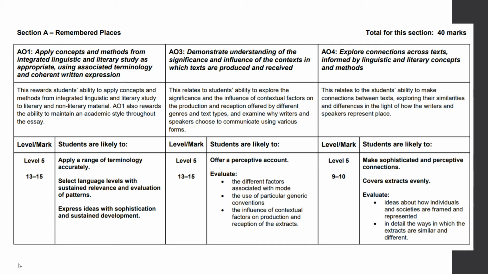And this is the grading criteria for that question, and you can see that AO1, the first, is asking you to use the correct, accurate terminology and have good analytical methods. That's a familiar assessment objective for all of your questions. AO3, there's 15 marks available for AO3, which is to show your understanding of the significance and influence of contexts in which texts are produced and received.